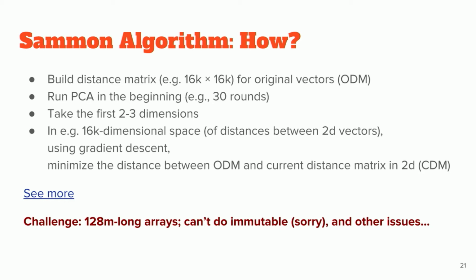So we build a distance matrix. We run PCA in the beginning so that we find more or less good dimensions and take the first 2 or 3 dimensions. And then in this 16K-dimensional space, meaning the number of points, we optimize using gradient descent, minimizing the difference between the matrix of original distances and the current distance matrix in just 2D. So we try to approximate the original matrix as much as possible by moving points on our 2D.